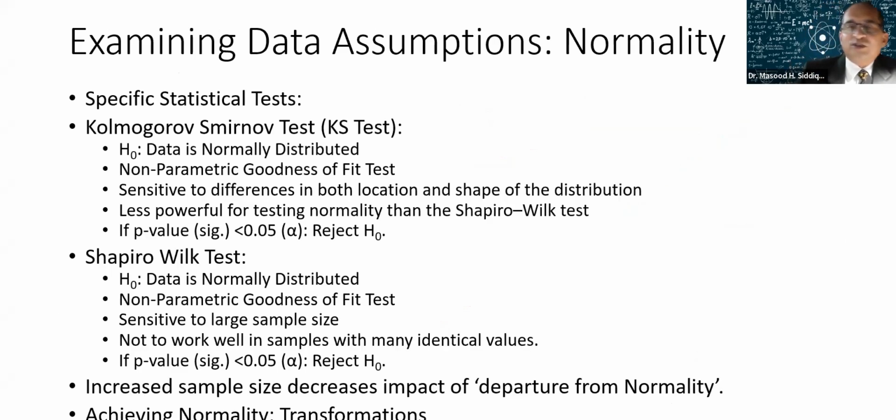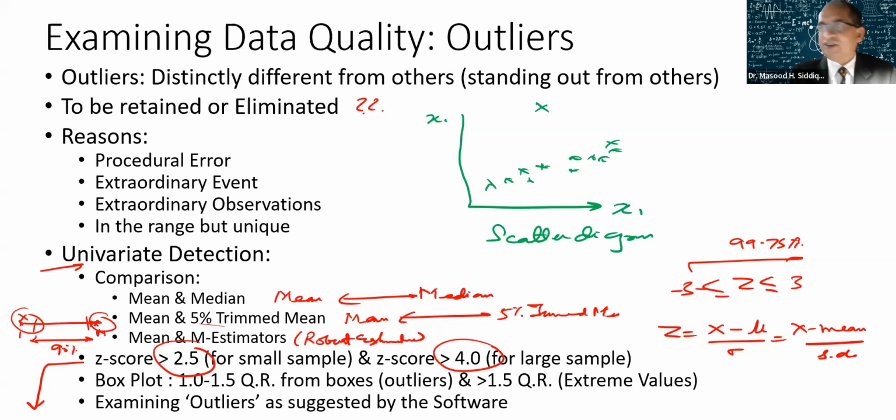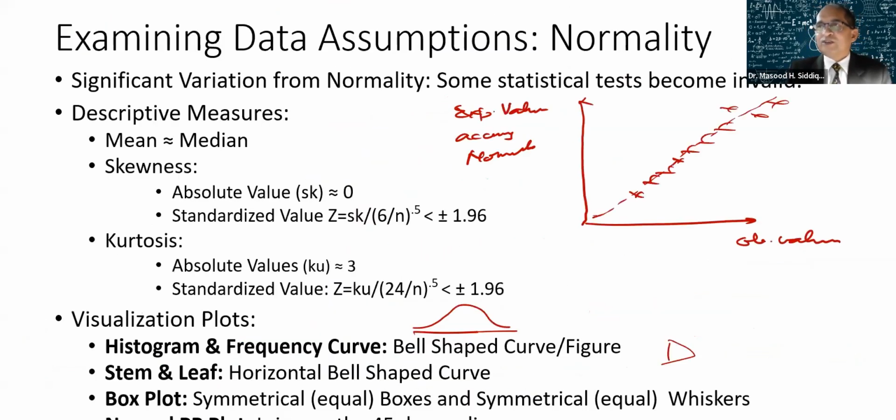Other methods are also there that I will be discussing along with the testing part, that is the Kolmogorov-Smirnov and the Shapiro-Wilk tests. There are other tests also, like the Anderson-Darling test and the Jarque-Bera test. So a number of tests are used to examine normality. That I will be taking later on. So this is related to the normality examination. Now I will be showing you all these things.